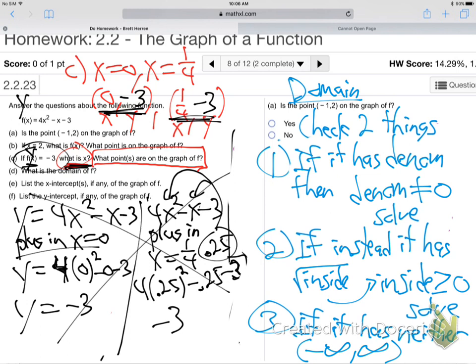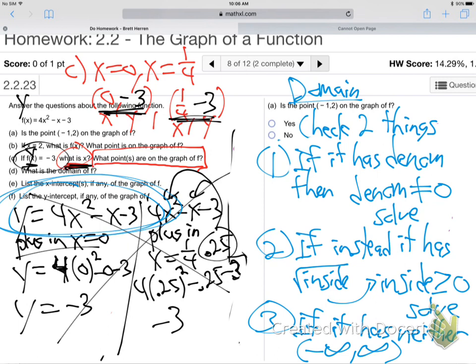So what's the story with this one? Where's our function? Right here. So check number 1. It's like you're checking your car for the oil and everything. Does it have a denominator? No. The oil's fine. Go on to the tires. Does it have a square root? No. Well, then you're good. You see the idea? There are no problem areas. You can put in any x you want. Negative infinity to positive infinity would be the domain for that one.